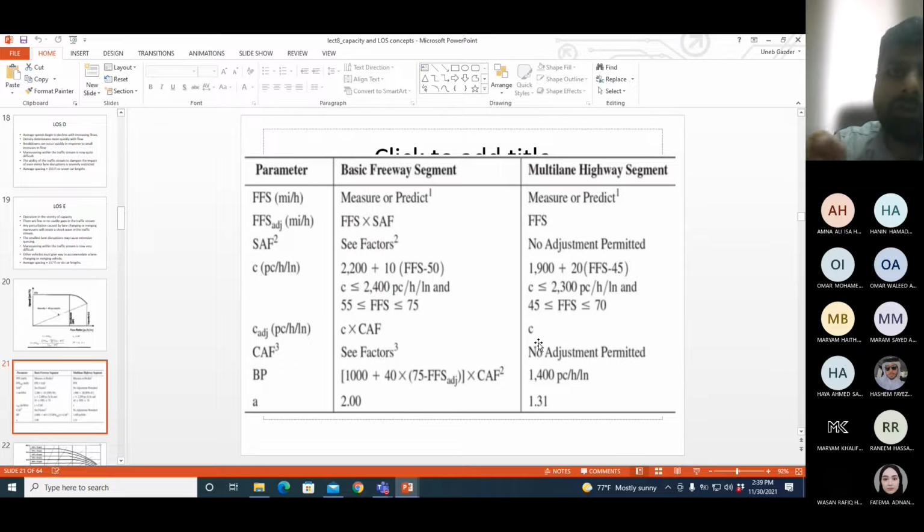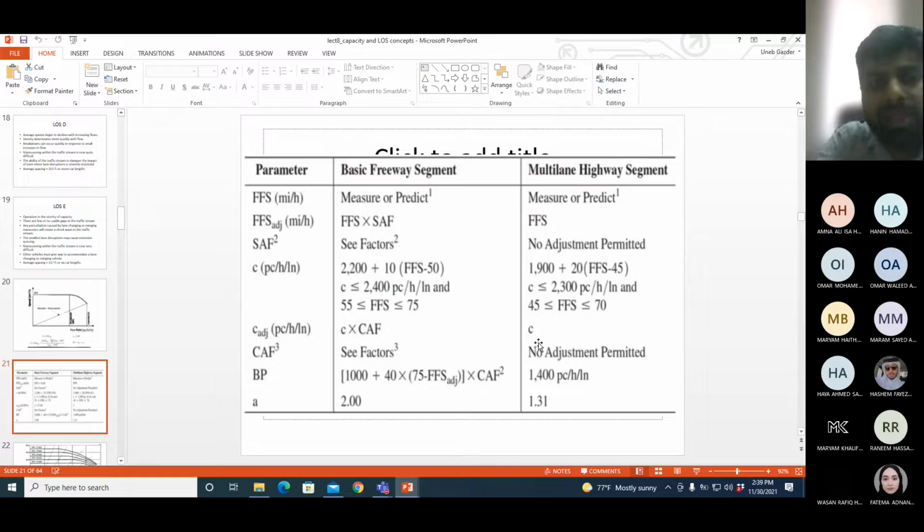And this is what you have done in the second submission of your term project. You have already measured the free flow speed of your highways. The mean speed which you got from the frequency distribution table, that is your free flow speed. So you will use that value to do the remaining calculations.